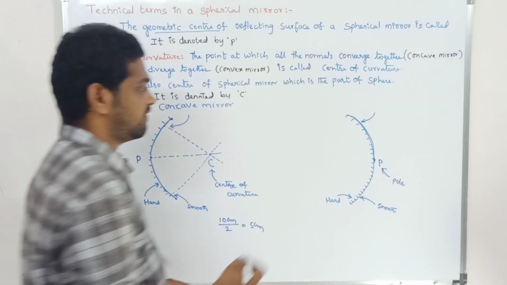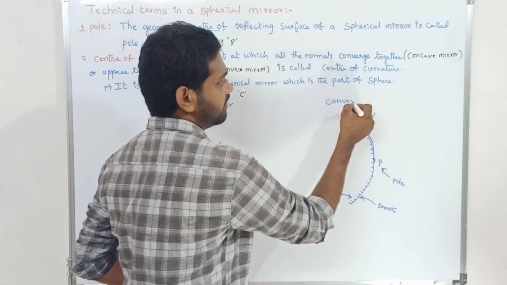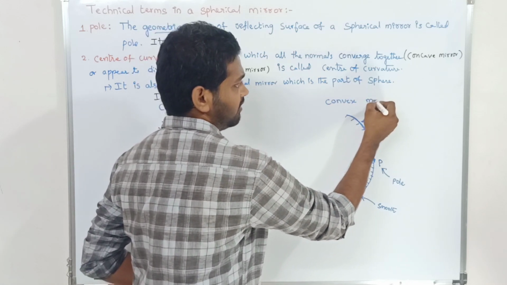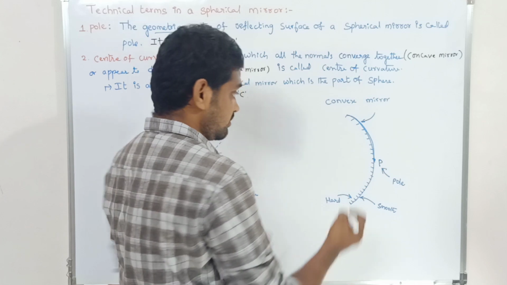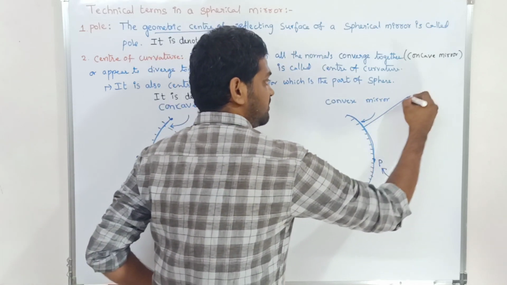Coming to the convex surface, I am trying to draw normals for it. How will you get the normals? All the normals will be diverged.